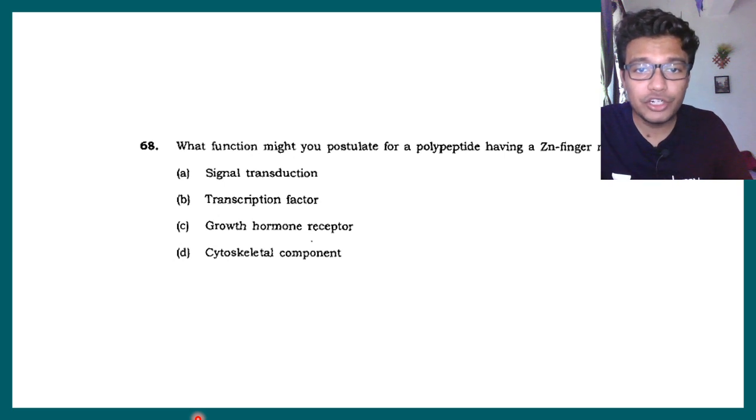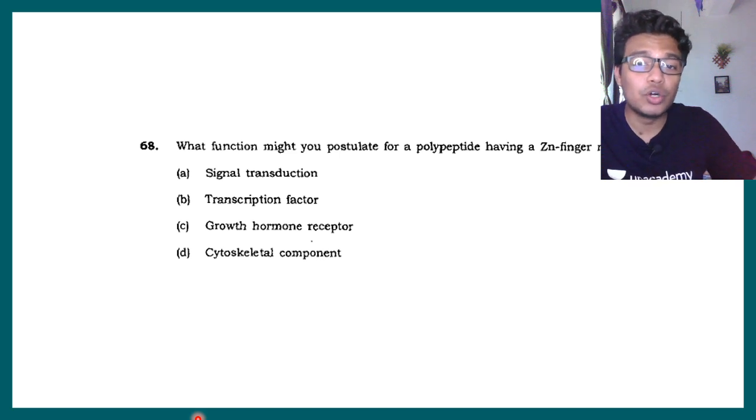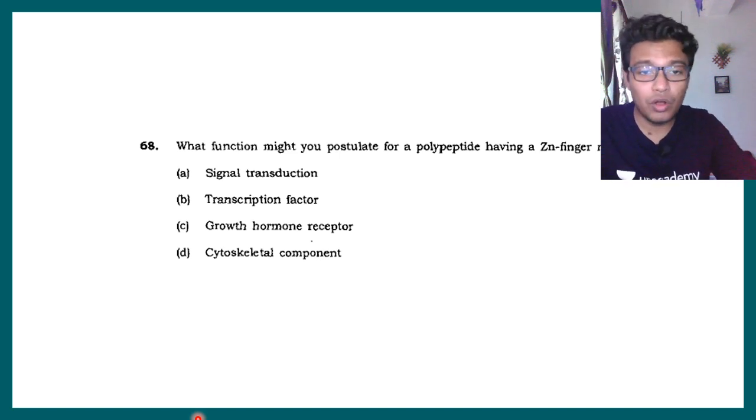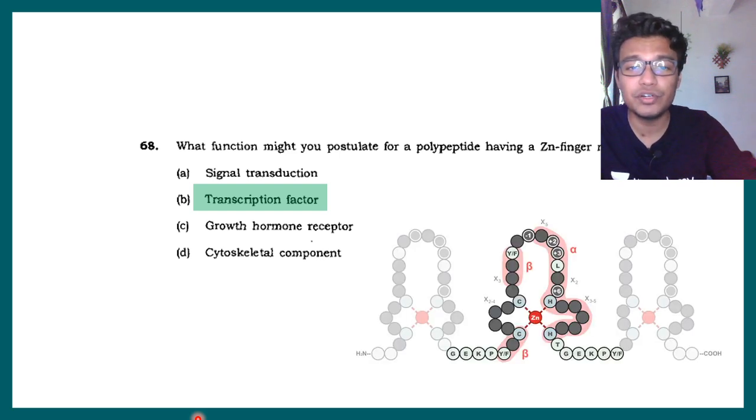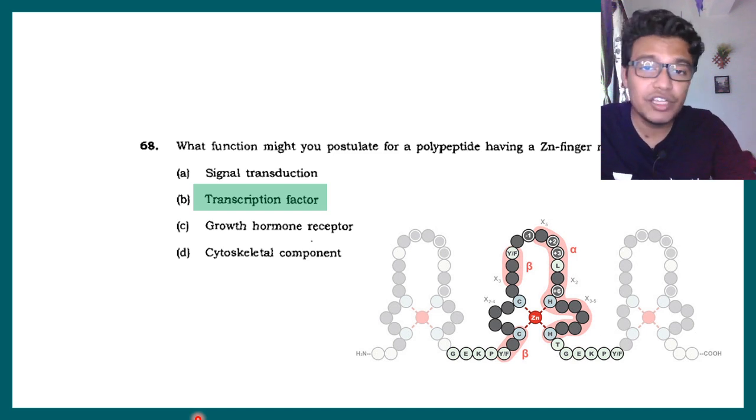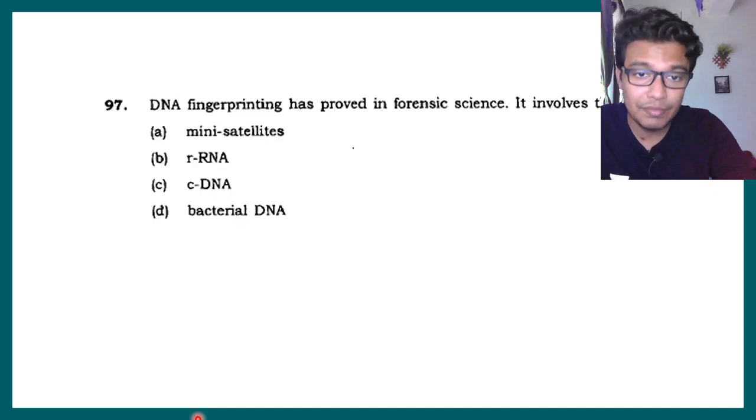Okay. What function might you postulate for a polypeptide having a zinc finger motif? So it has a role in signal transduction, transcription factor, growth hormone receptor, or cytoskeletal component. So the most probable answer here would be transcription factor, because many transcription factors, especially the steroid receptors, have zinc finger motifs which bind to specific DNA elements.